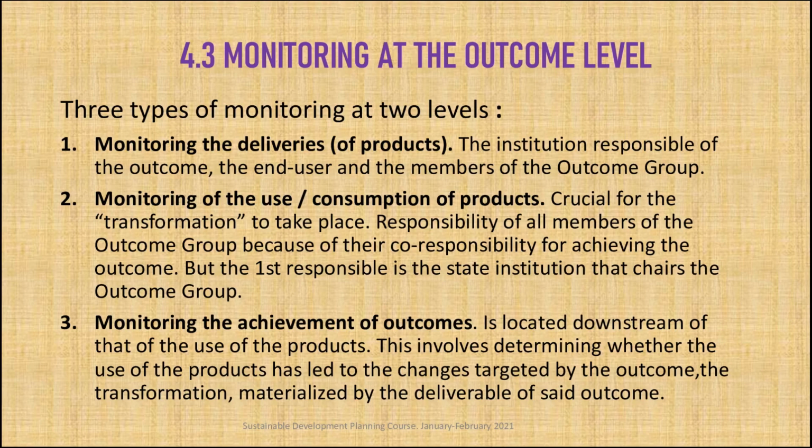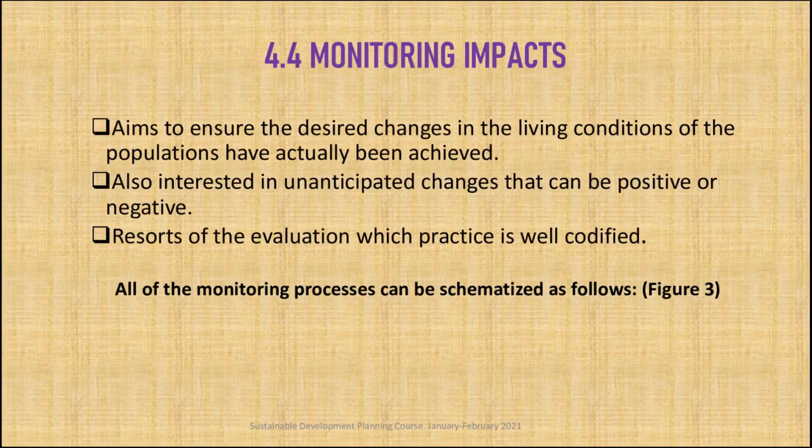The third type of monitoring relates to the monitoring of the achievement of outcomes. This type of monitoring is located downstream of that of the use of the products. It involves determining whether the use of the products has led to the change targeted by the outcome, the transformation, materialized by the deliverable of the said outcome.